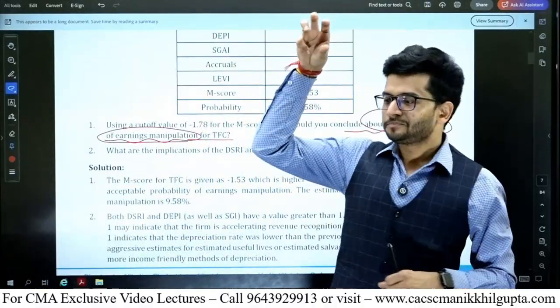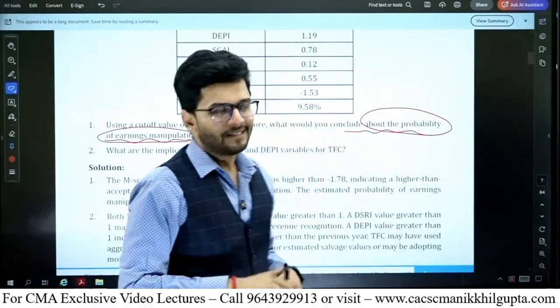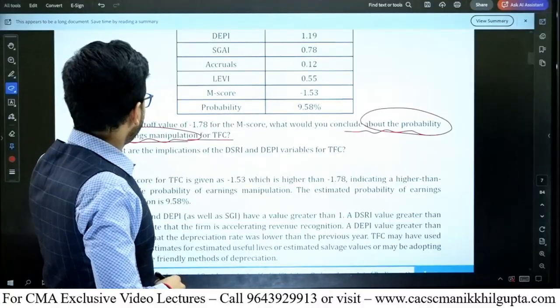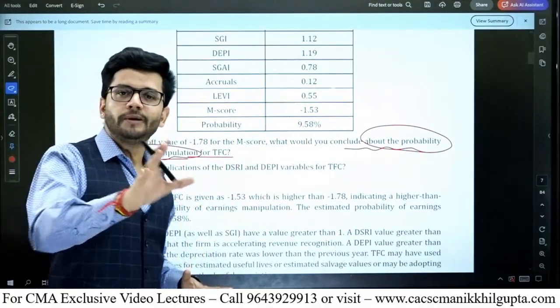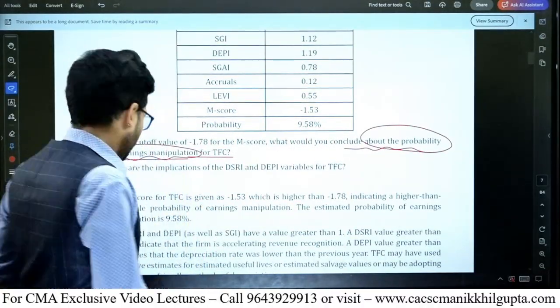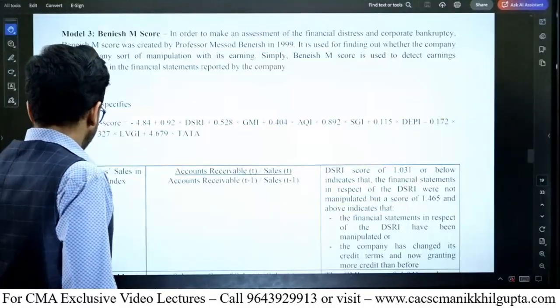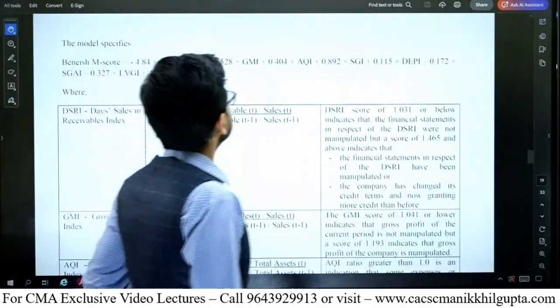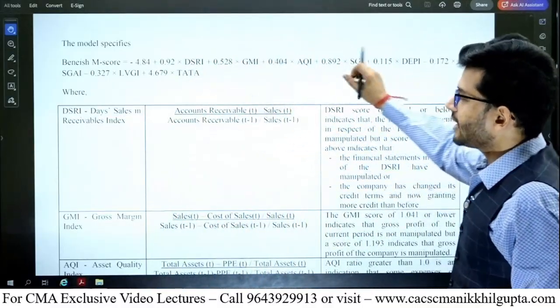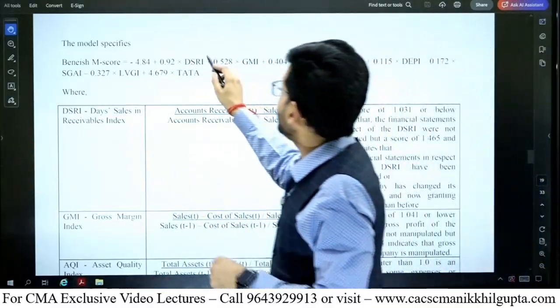So a specific point has been picked up, the probability of earnings manipulation, and that is required to be described by you. Now, if you look at our Beneish M-score model, this is the Beneish M-score model, whereby there's an equation. There are a lot of variants to it.